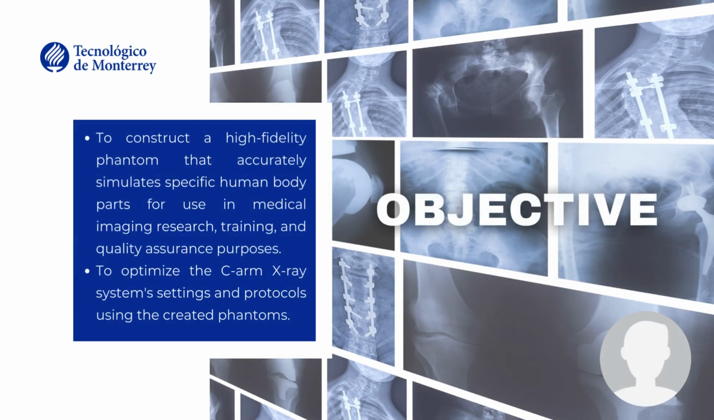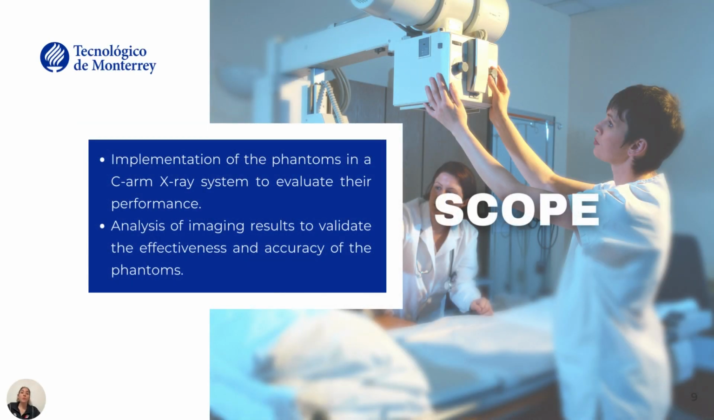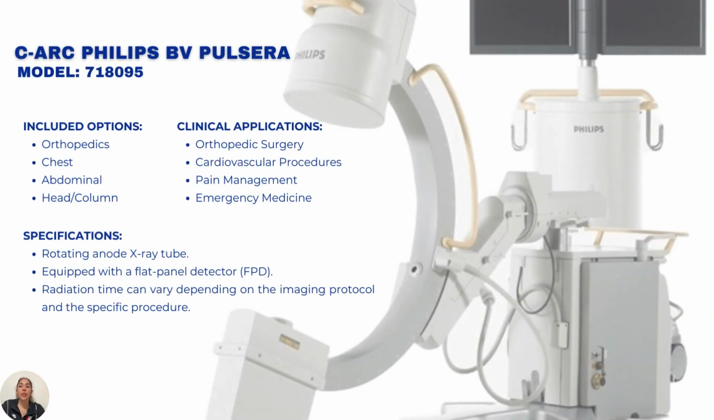The main objective is to construct a high-fidelity phantom that accurately simulates specific human body parts for use in medical imaging research, training, and quality assurance purposes, and to optimize the C-arm X-ray system settings and protocols using the created phantoms. The scope of work of our protocol is the implementation of the phantoms in the C-arm X-ray system to evaluate their performance, as it also helps in the analysis of imaging results to validate the effectiveness and accuracy of the phantoms. For this project, we were able to work with the Siemens Philips Pulsera.